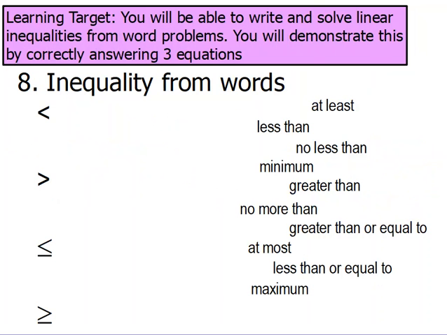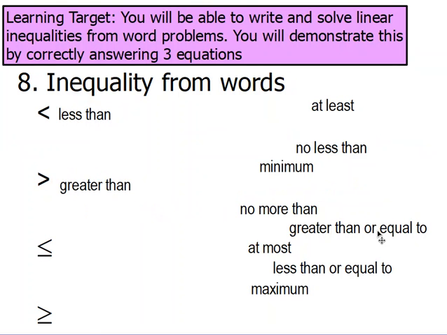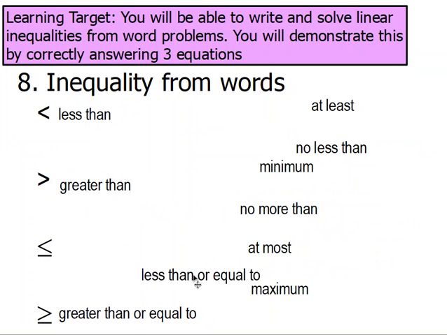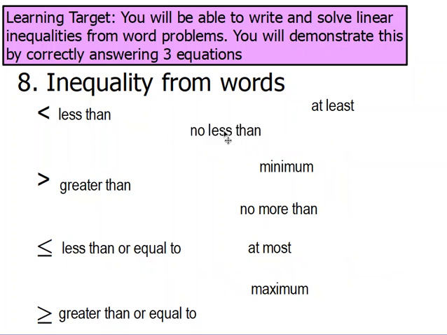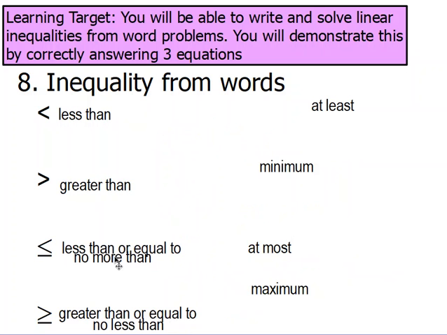Okay, 8 is doing an inequality from words. So we have a few of them that line up automatically, like less than is that symbol, greater than or equal to, less than or equal to, but we need to get these other ones. So I'd like to start with the no's. Remember that no less than means like the opposite of less than, which would be greater than or equal to. No more than would be less than or equal to.